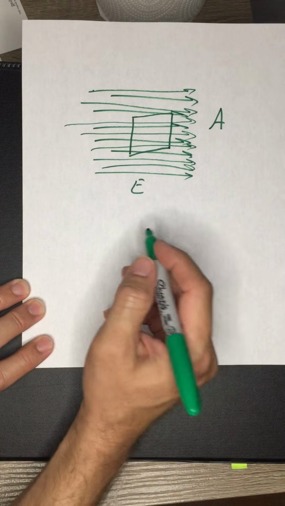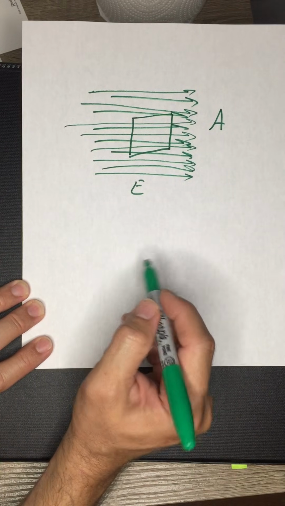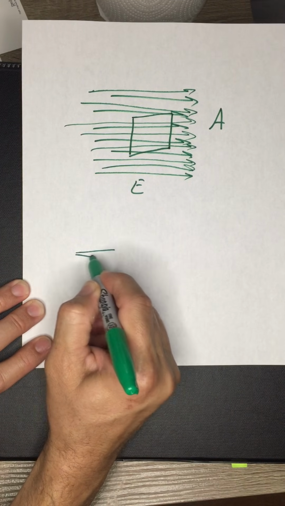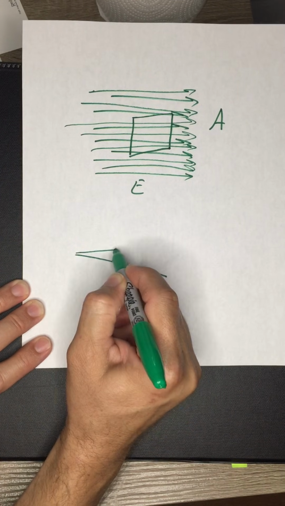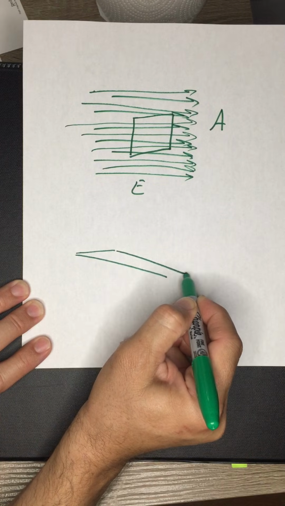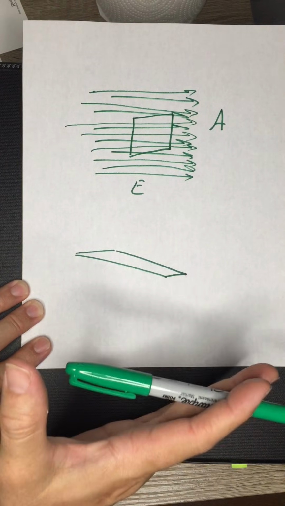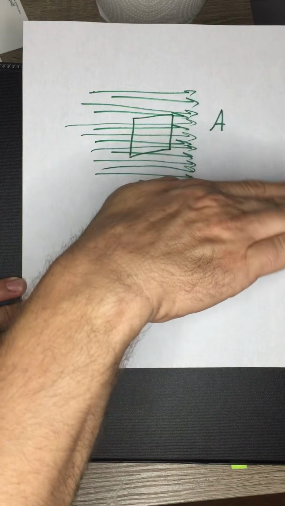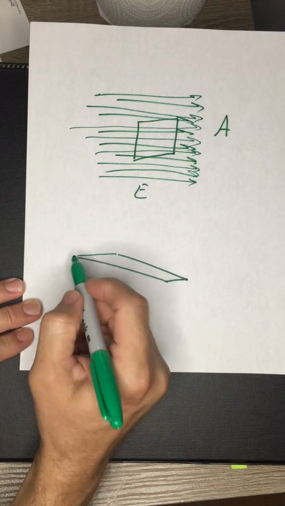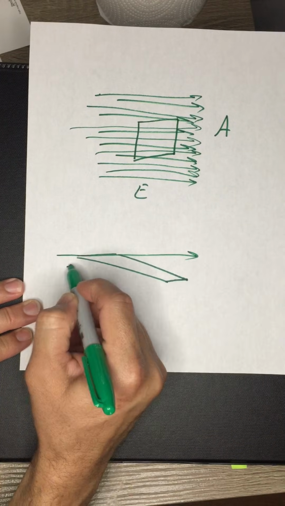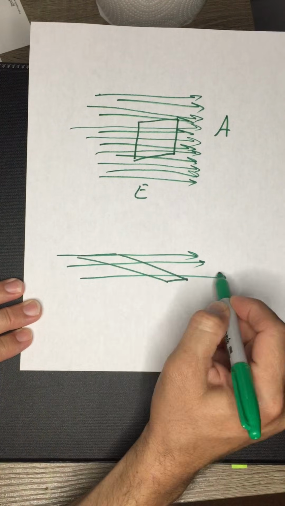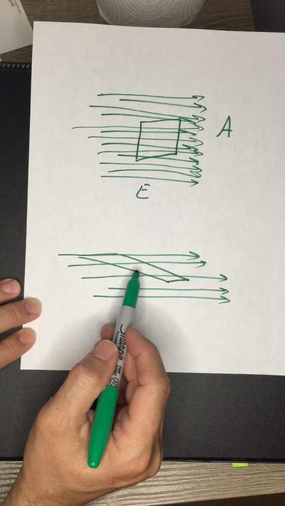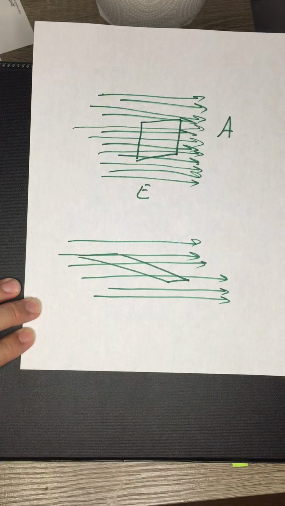But also what makes a difference, and this is where my drawing skills are going to be really tested. Let's see if I can draw. The idea is I've taken that square and I've turned it. So in this case, the square is kind of like this. Now I've turned that square and put it in the same field. You see that necessarily less of the field is making it through the square.